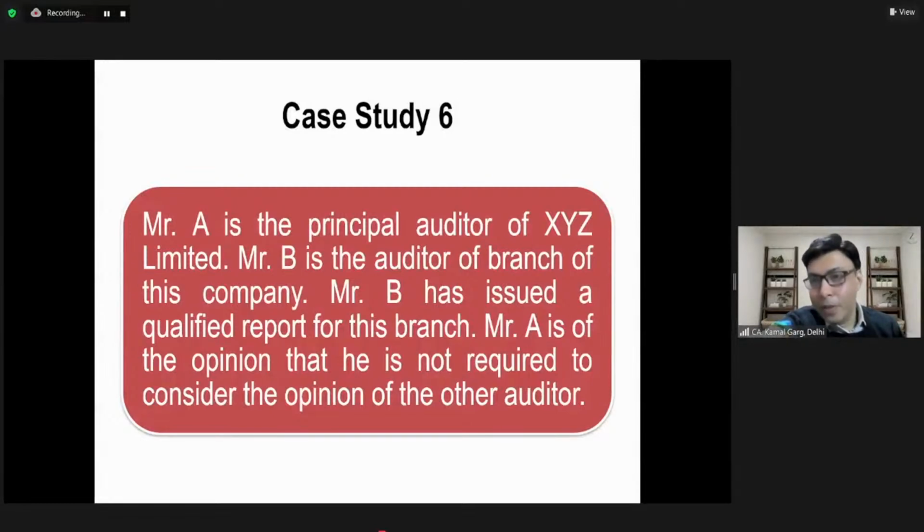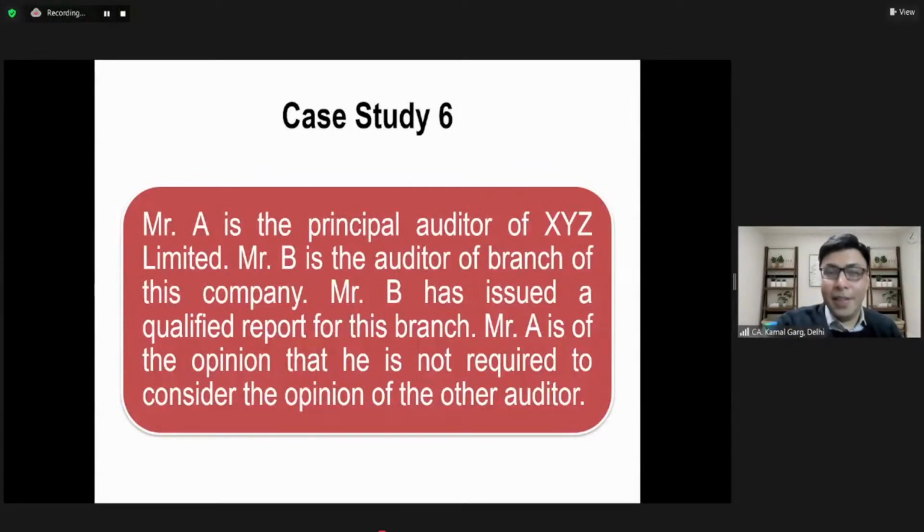So ultimately, what is coming up? In my case study number 6, not only because of auditing standards, Mr. A has to consider the report of Mr. B, but also because of Companies Act, he is duty bound to consider such report. Am I clear? Case study number 7.